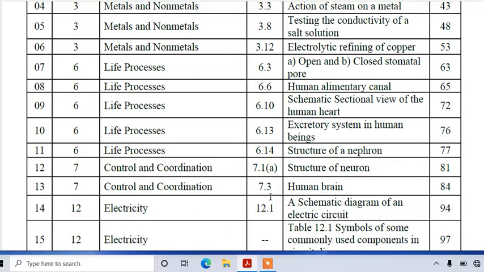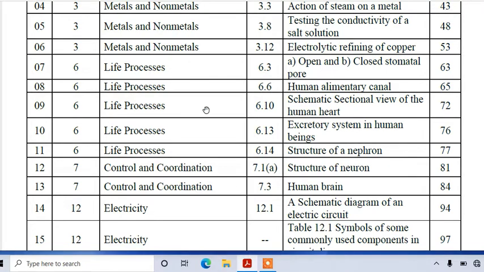Next, from the same chapter we have figure number 7.3, human brain. Human brain, as you know, is very important. Sometimes the figure will be given, with labelings marked as A, B, C and D. You have to write the names, and sometimes it is asked to draw the human brain. So practice the diagram carefully.